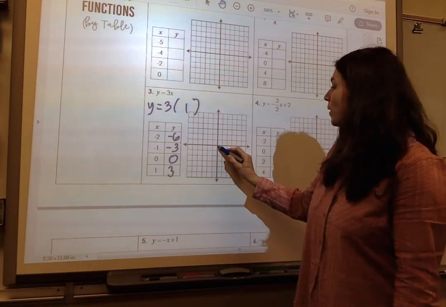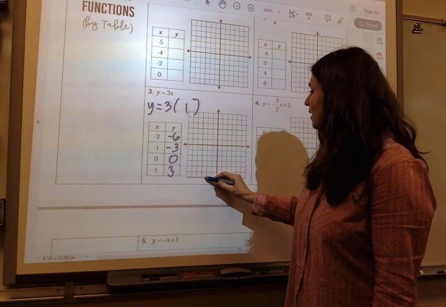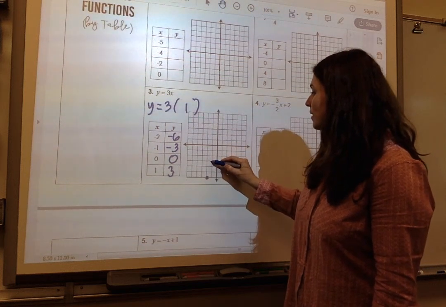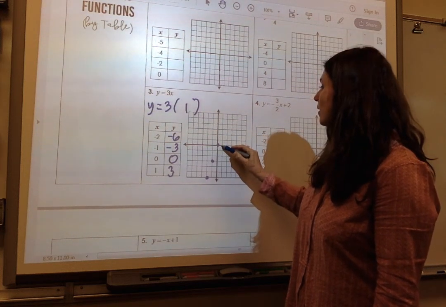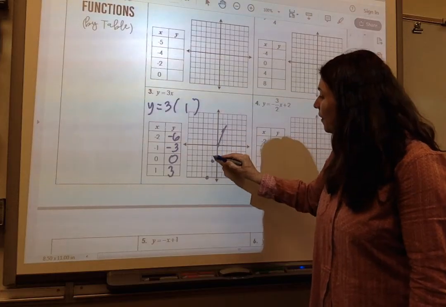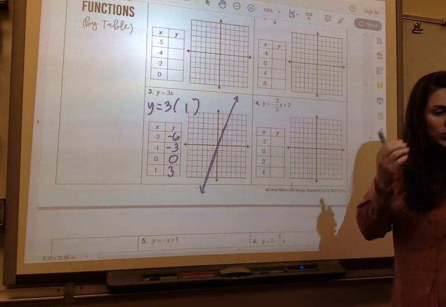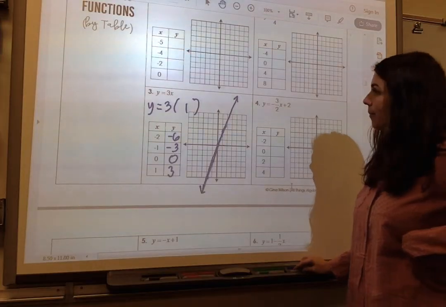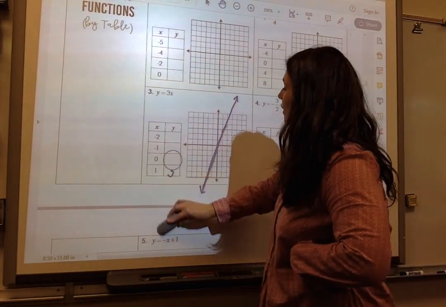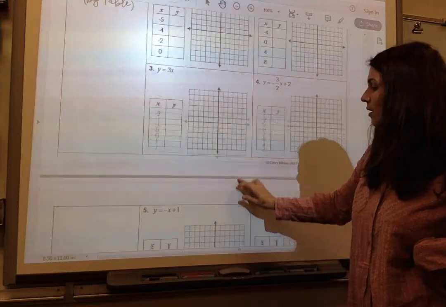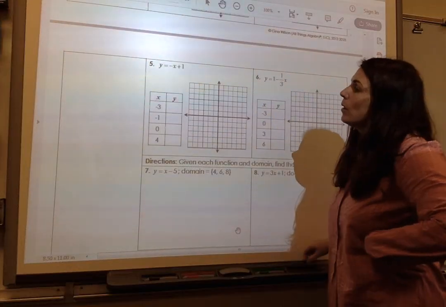And then I plot my points. Negative 2, negative 6. When x is negative 1, it's negative 3. When x is 0, it's 0. When x is 1, y is 3. And then I continue my line with a straight edge, infinite in both directions. Okay? All right, let's take a look at number 5.